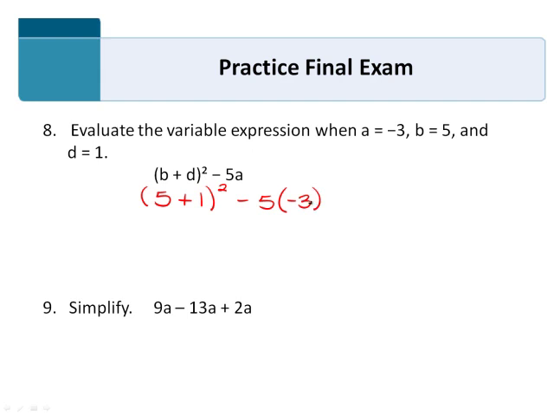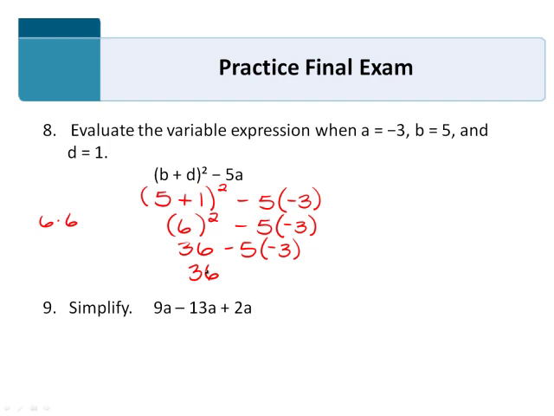All right? So we're going to start in the parentheses. 5 plus 1 is 6. And still keep the exponent on the outside and bring down the multiplication. Okay? So the next step would be the exponent. So think about 6 times 6 would be 36 minus 5 times negative 3. Now the next step, if you take the sign with the 5, it's a lot easier.